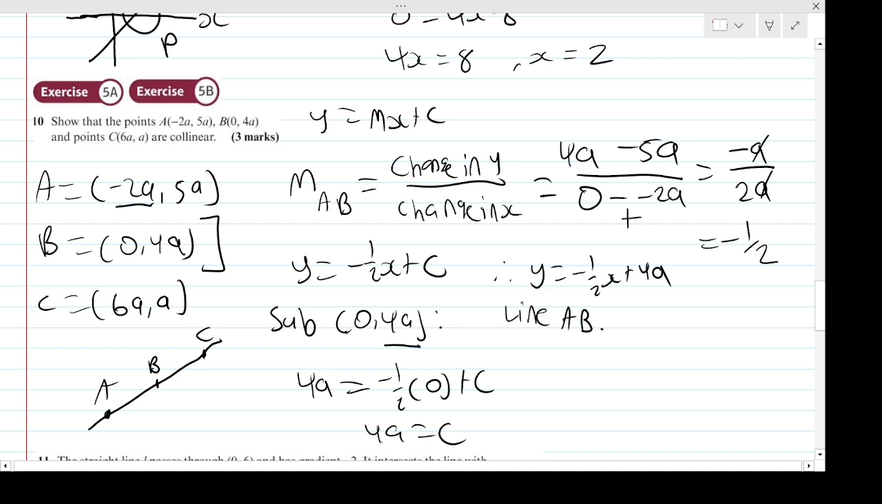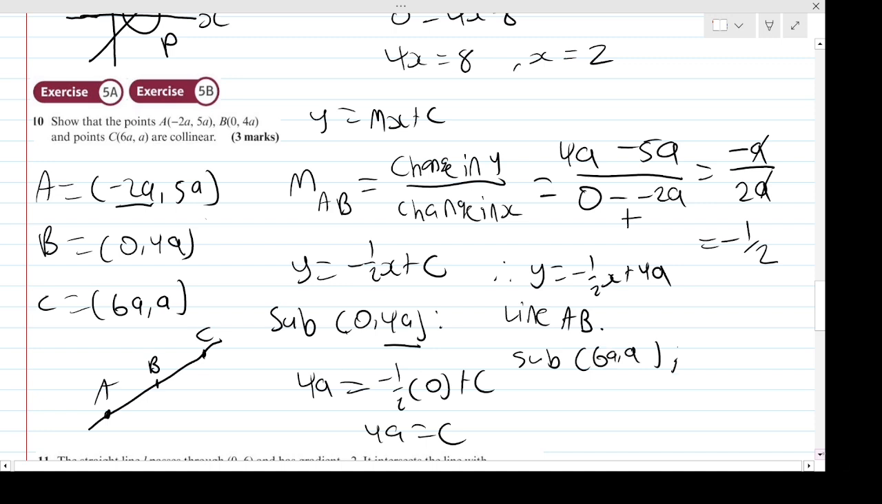Now, we need to show that all 3 points lie on the straight line. What I've done here is show that A and B lie on this line. I then need to show the other point C also lies on this same line that I've worked out. Well, how am I going to do that? Let's just substitute the coordinates of C in. If I substitute C in and this works, that means C has to lie on the line. Let's do that then. So, substitute the coordinates 6a and a.